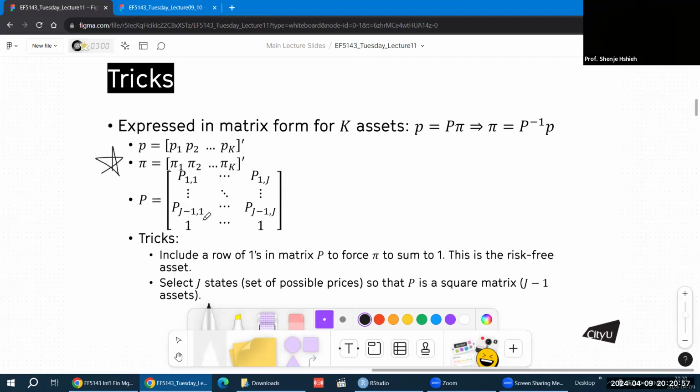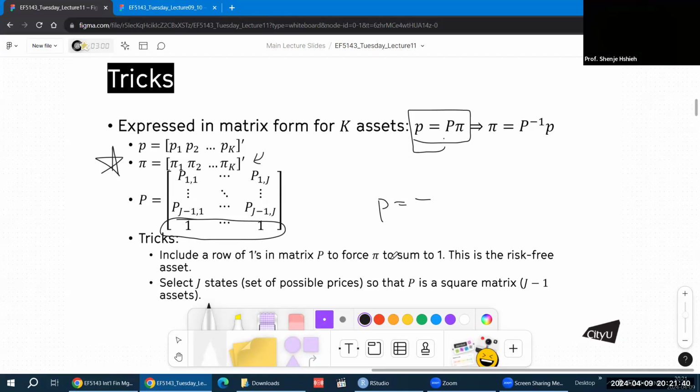And the trick here is we include a row of ones that forces the probabilities to sum to 1. Why? Because we can write the price in this way, in matrix form, right? Maybe it's easier if I wrote it, yeah, I wrote it here, right? If you write the prices and the probabilities in the payoff matrix in matrix notation, it looks like P equals capital P times pi, right? Row times column, right? You add it up.